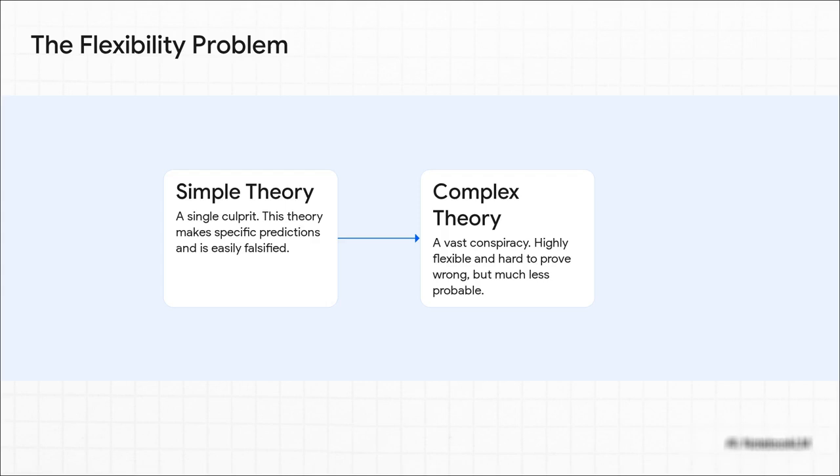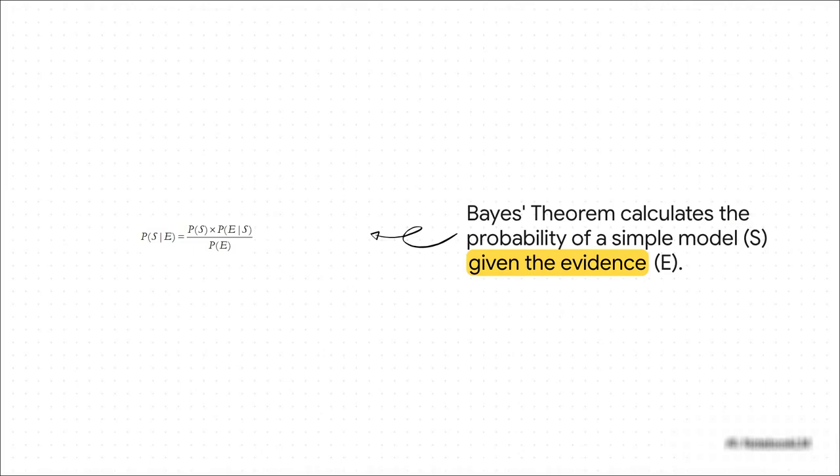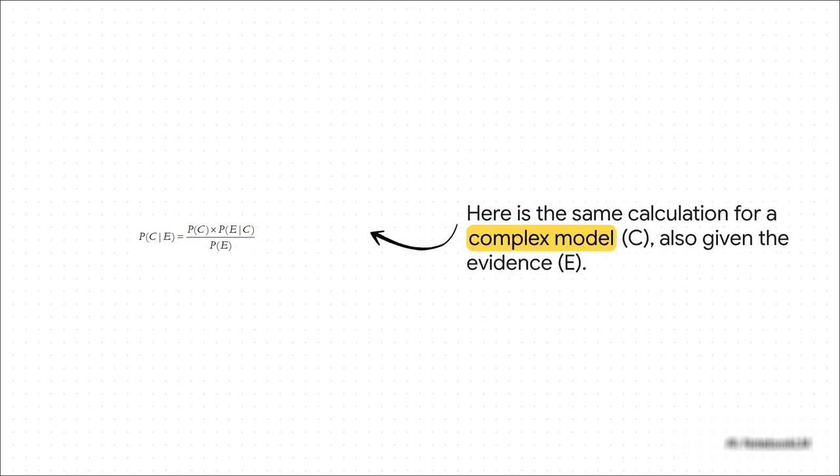Okay, so the math that really powers this idea is called Bayes' theorem. Now, don't worry, we're not going to get lost in the formulas here, but the core idea is pretty simple. It's just a way for us to update how strongly we believe in a hypothesis, like our simple model S, once we see some new evidence E. And then you do the exact same calculation, but for your big, complex model C.